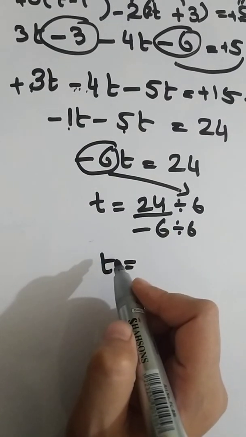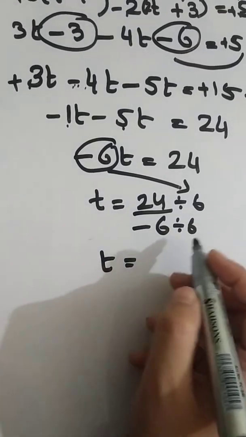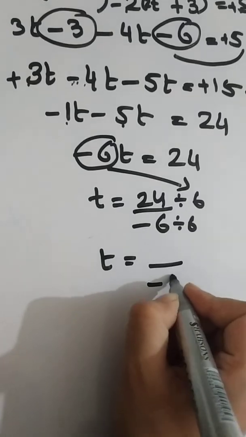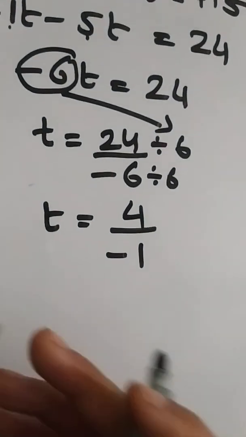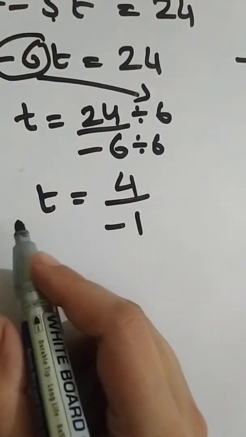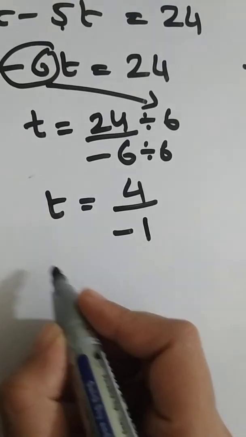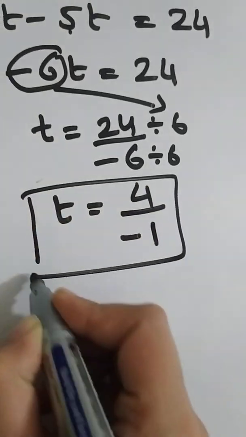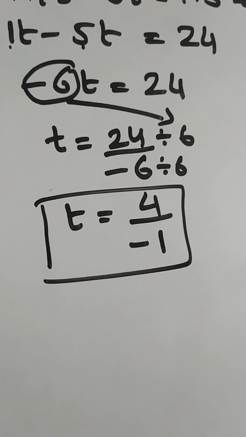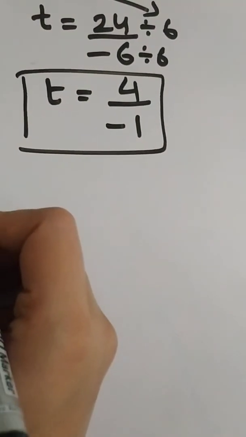6 how many times 24? 6 ones are 6. 6 fours are 24. So this is the answer. Okay. Now I am moving to its part number 8.